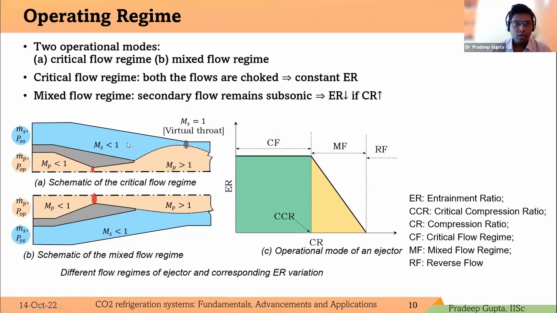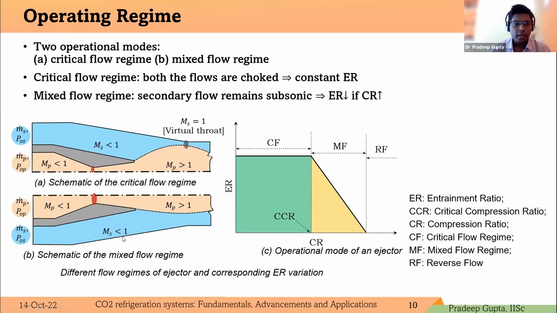Since both flows reach choke in this phase, they attain their maximum mass flow rate, and the performance parameter, which is the entrainment ratio, defined as the secondary mass flow rate to the primary mass flow rate, remains constant for this flow region.